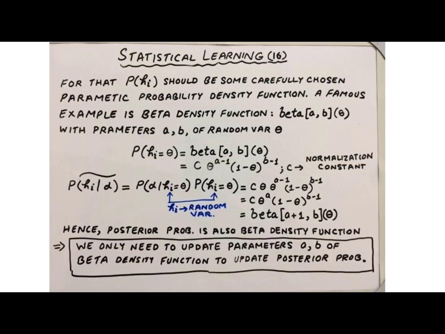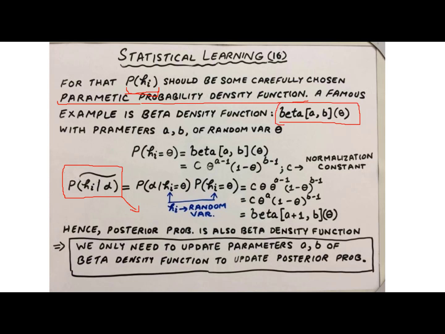If the prior probability P(θ) has a certain form such that it is represented by a carefully chosen parametric probability density function, then the computation of the posterior probability becomes more efficient and simple. In particular, the beta probability density function becomes useful in this case.